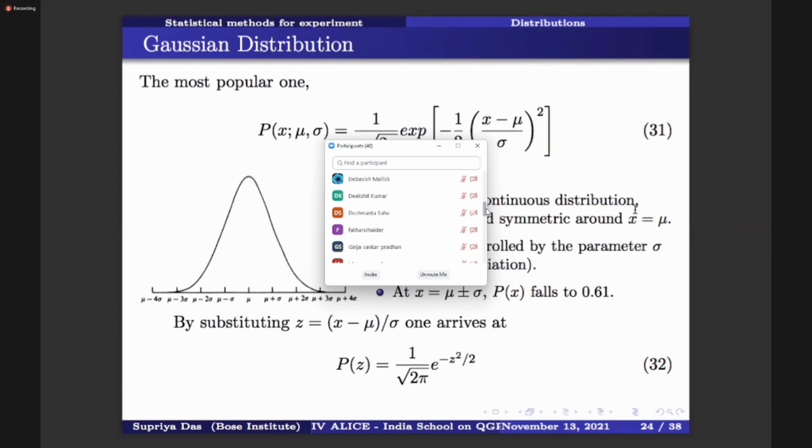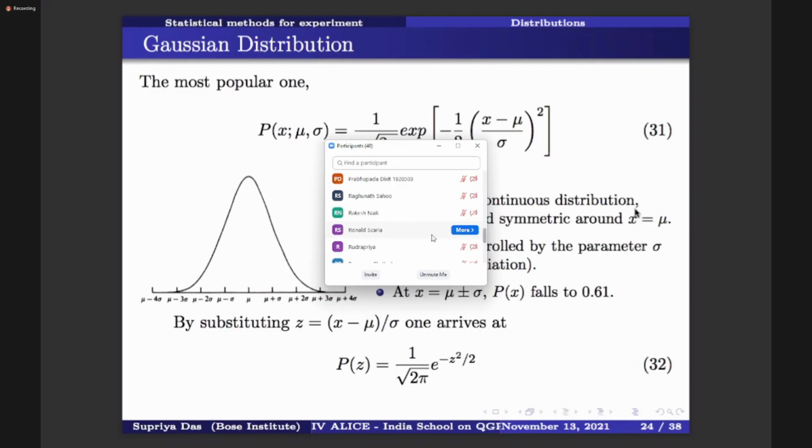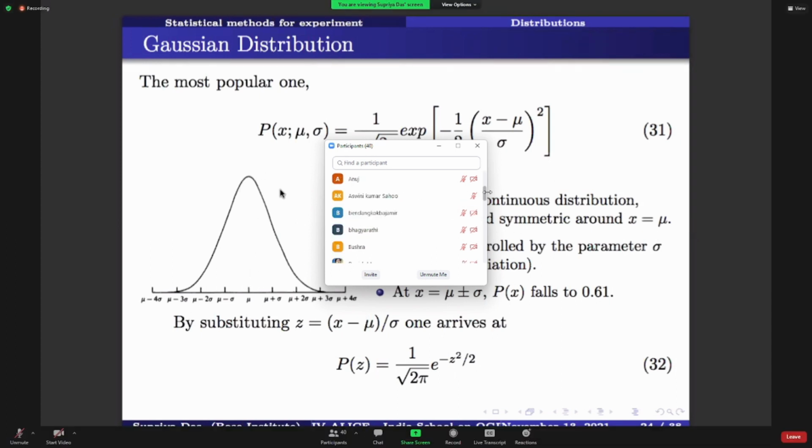As I was telling, the binomial and the Poissonian are discrete distributions. You see, for binomial, you had two different results, so you can count them, and for decay also you can count. So those are discrete. But the Gaussian distribution is a continuous distribution centered on and symmetric around mu. This is the mean. The distribution is symmetric.